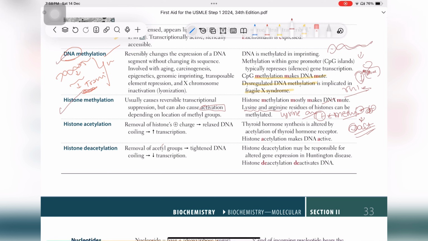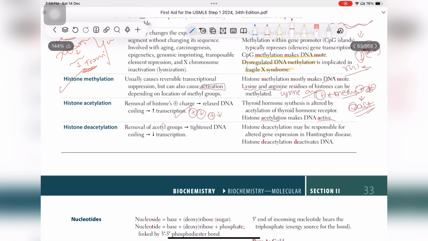If your histone core has positive charge and your DNA has a negative charge, this histone positive charge is provided by, remember, lysine and arginine. So if you acetylate, this positive charge will decrease. What will happen if your positive charge decreases? The attraction between your DNA and histone core is decreased, so there will be no formation of the core nucleosome, and obviously there is no transcription.